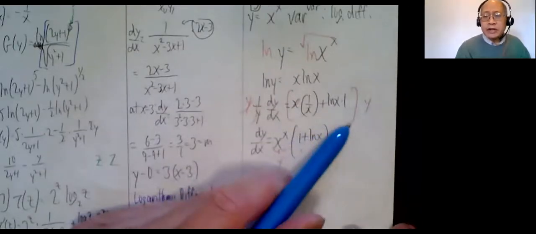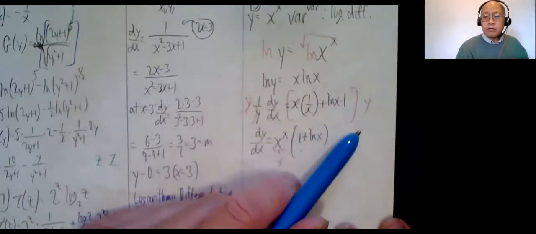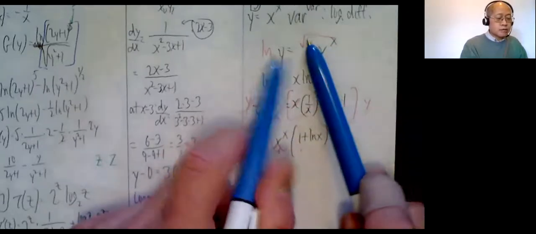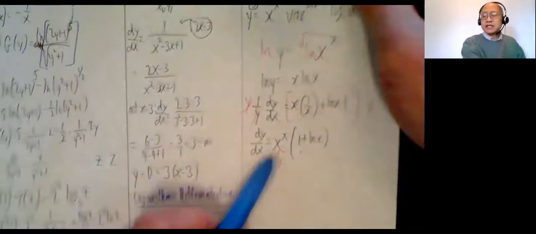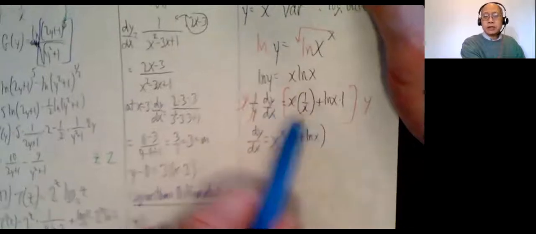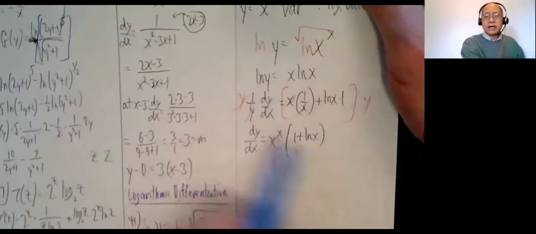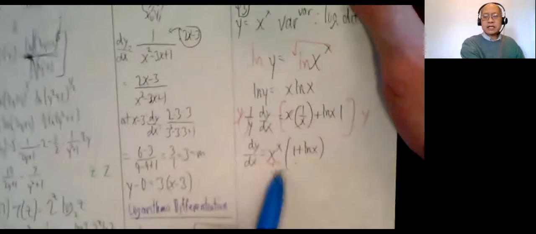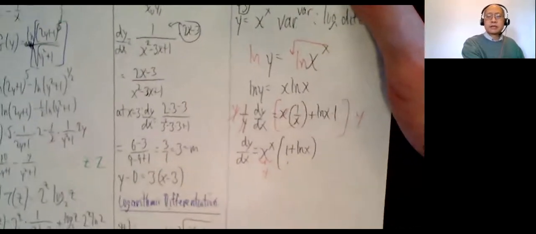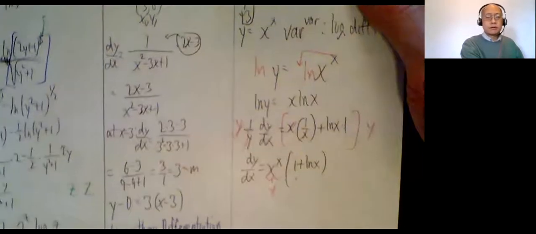But in the final answer, don't write y. Write what it was equal to. What was it originally? x to the x. So dy dx is x to the x times this new thing. Cancel this out. So 1 plus ln x. So the derivative of x to the x is x to the x times 1 plus ln x. So that's the answer that we have there.